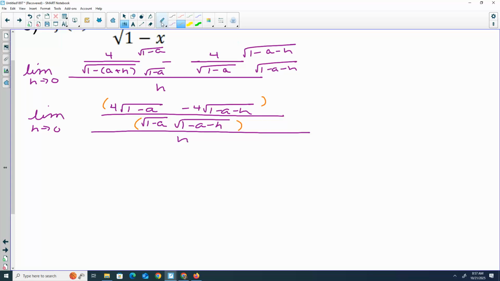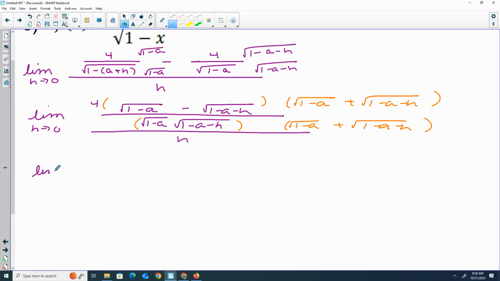If you guys are okay with it, since both of these have the 4, could I just factor that 4 out? And then that gives me a little bit less to multiply by than my conjugate. I would just have to do radical 1 minus a plus radical 1 minus a minus h. Does that make sense? Okay. Pretty ugly, but I think we are close to getting better.